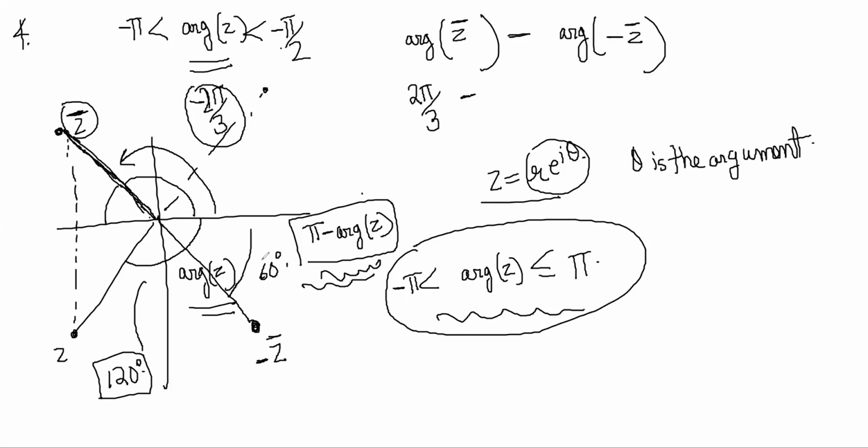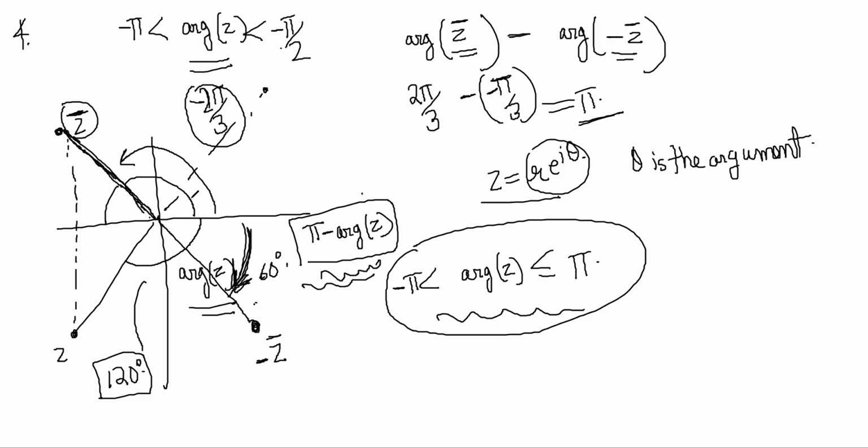So here this would have been 2 pi by 3 minus argument of minus z conjugate, which is minus pi by 3. Minus z conjugate is minus 60. But isn't argument of z conjugate plus 120? Yes, my bad. Argument of z conjugate was plus 120, and argument of minus z conjugate is minus 60, right? So the answer should be pi, right?